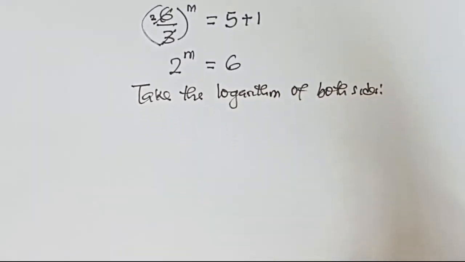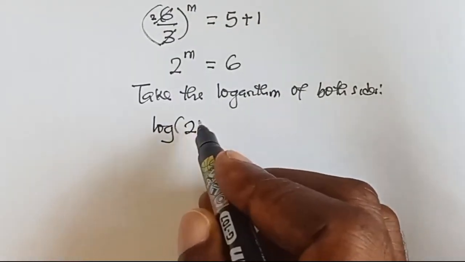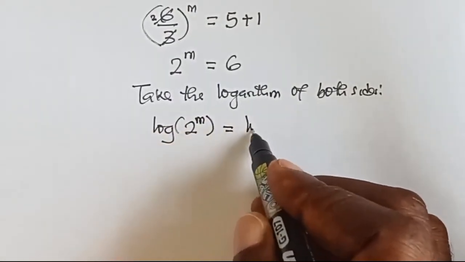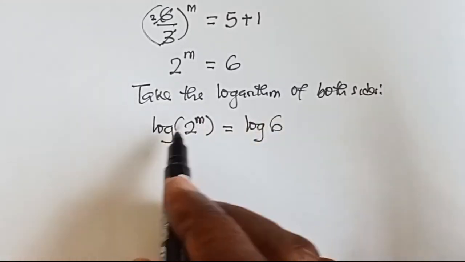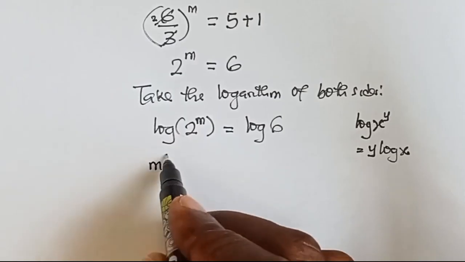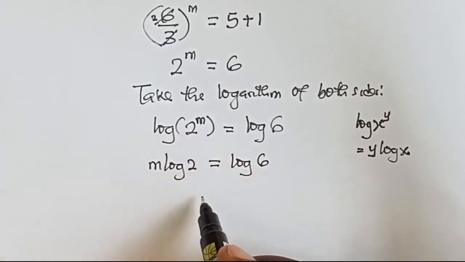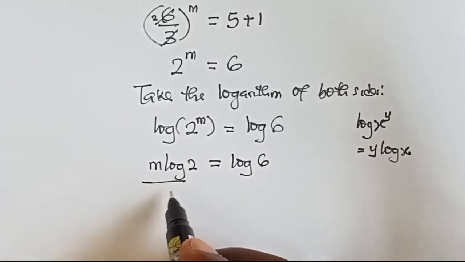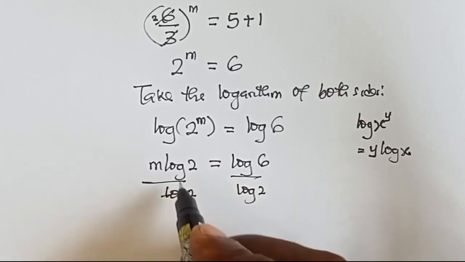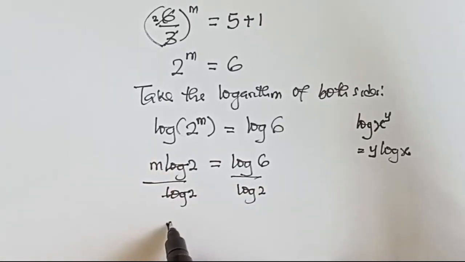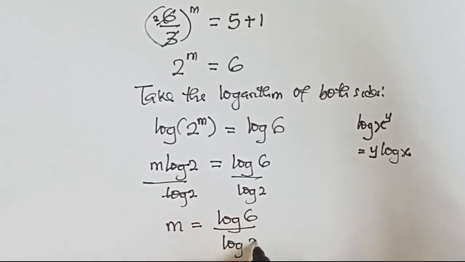Okay, and then when you take the logarithm of both sides, this becomes log 2 raised to power m equals to log 6, and then we can take this m, it's a power, you can take it to the back, here it becomes m log 2 equals to log 6. And then for us to find m, we divide both sides by what? By log 2. Alright, so divide both sides by log 2, so that this log 2 will cancel this log 2. And we have m equals to log 6 over log 2.